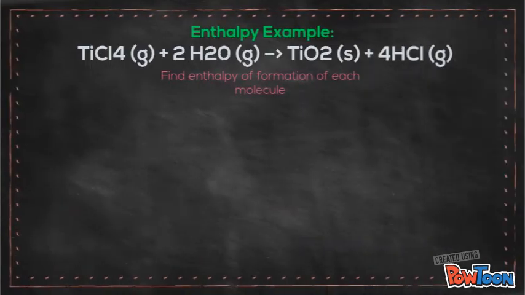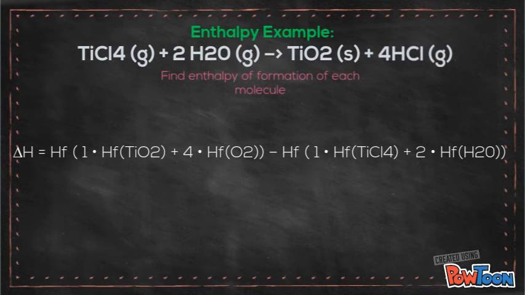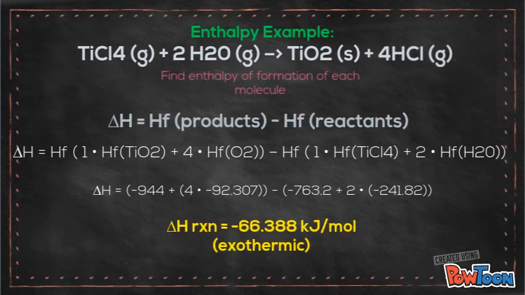Here's an example on how to calculate change in enthalpy. Titanium chloride gas plus water vapor goes to form titanium oxide solid and hydrochloride gas. If you enter the enthalpies of formation for each product and reactant into this equation, you should end up with negative 66.388 kilojoules per mole, and since it's negative, we know the reaction is exothermic.